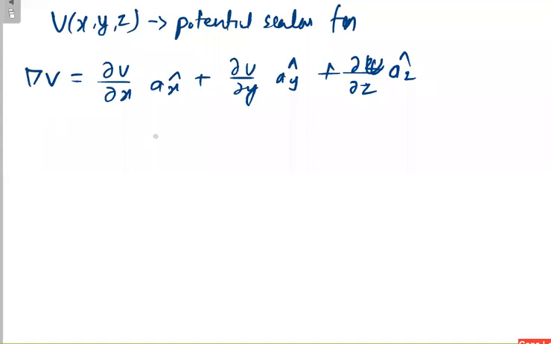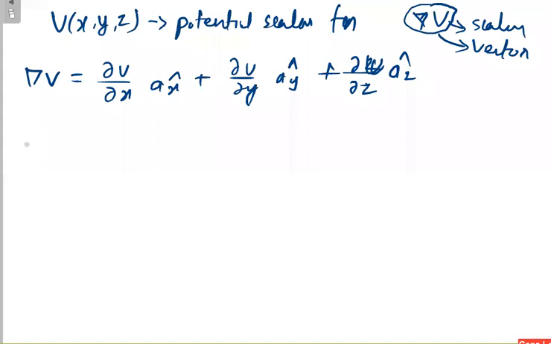See what I am telling. In dv, V is scalar, sir. But what is dv finally? That is a vector, because dv is equal to minus E. Anyway, E is a vector. V is a scalar, but dv is a vector. And this is for the Cartesian coordinate system.